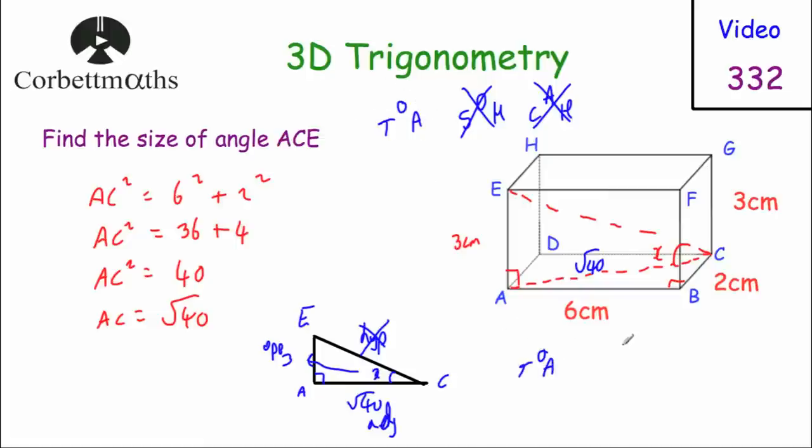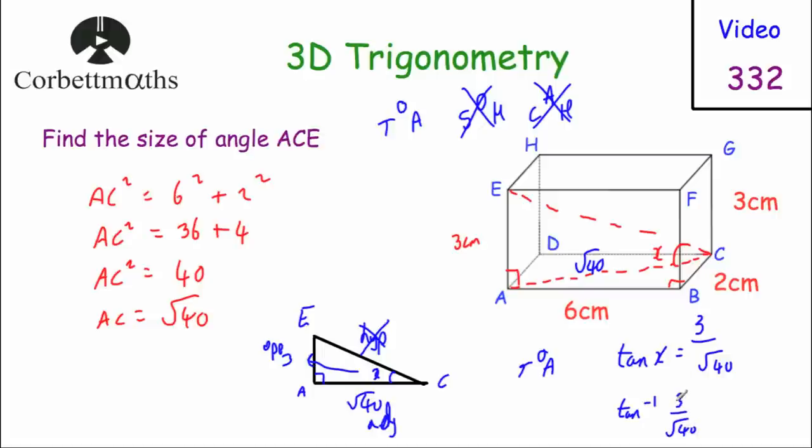We want to find the tan of the angle. So tan x is equal to the opposite divided by the adjacent. The opposite is 3 and the adjacent is the square root of 40. So that's great. We now know that the tan of this angle is 3 divided by the square root of 40. So if we do the inverse tan, we will find the size of the angle. So the inverse tan of 3 over the square root of 40.